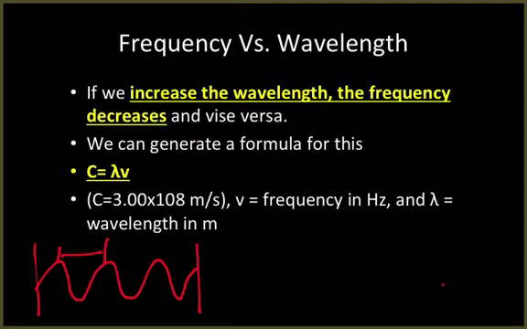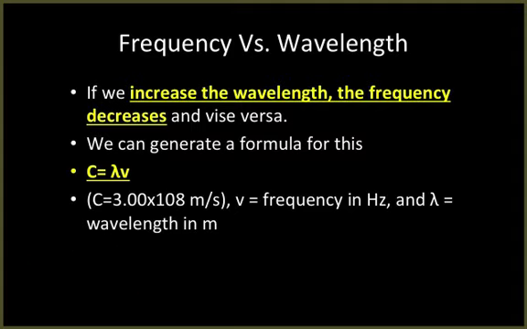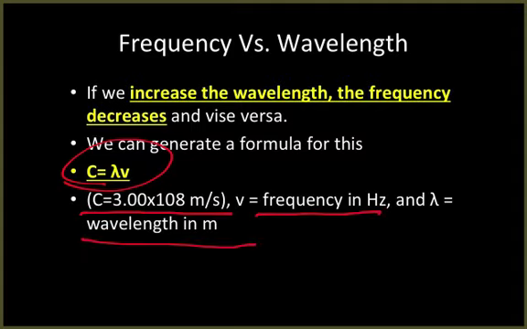What this tells us is that we can derive a formula from this because we know the speed of light as 3 times 10 to the 8th meters per second. And we have that equation down here, where c is equal to lambda times v, where c is the speed of light, v is the frequency, and lambda is the wavelength. So as long as we know one of these two variables, we can solve for our unknown.